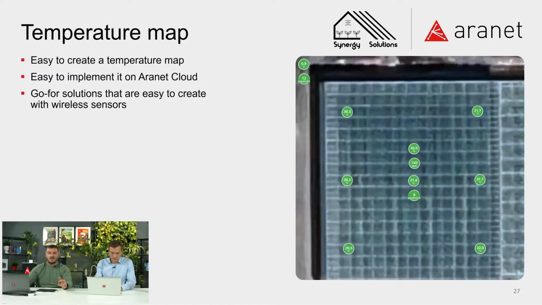It's easy to make a temperature map also now in Aranet cloud, where you can make a picture of your greenhouse, put it in the cloud, and put the sensor where you have it, and then you will have an overview of which temperature is where, and you can choose which units to see. And as it is easy to install, I see more and more of our customers going for a temperature map, and now at the moment we have only one customer out of many who doesn't have the temperature map.